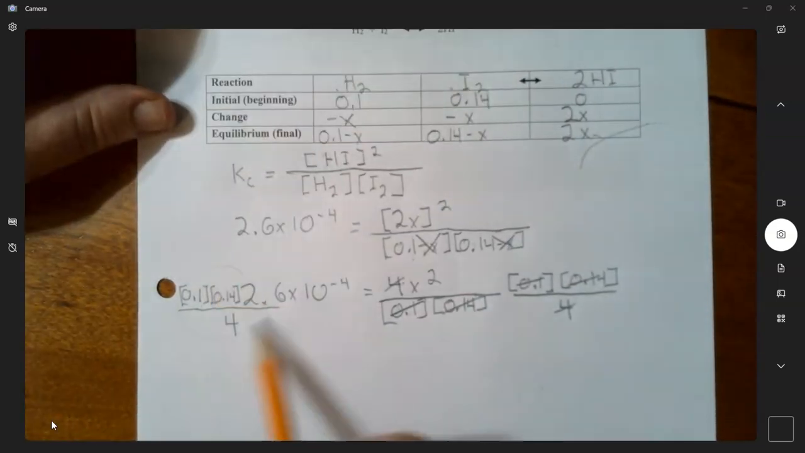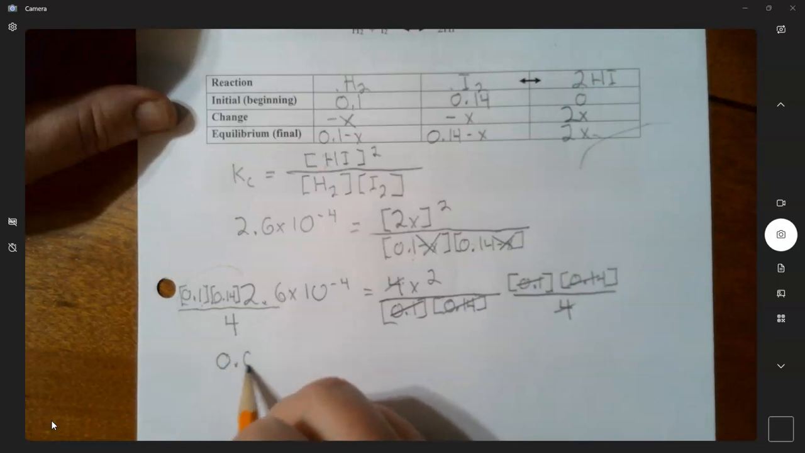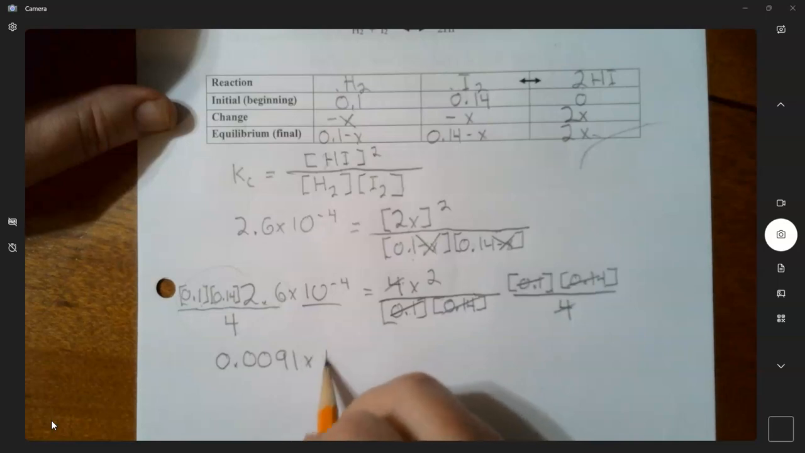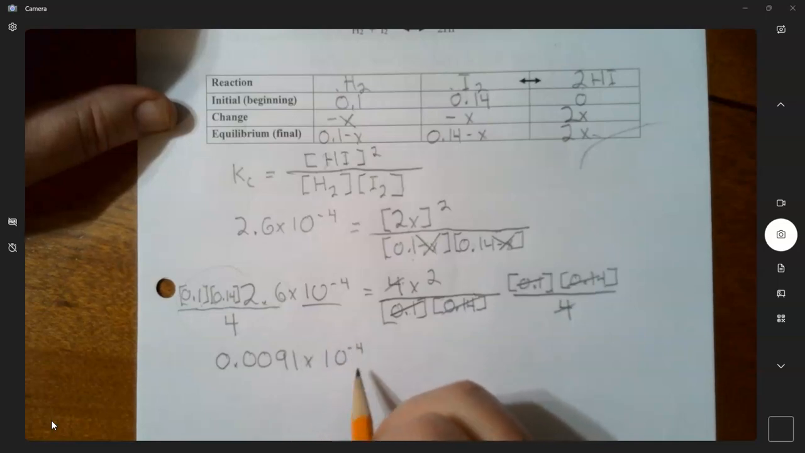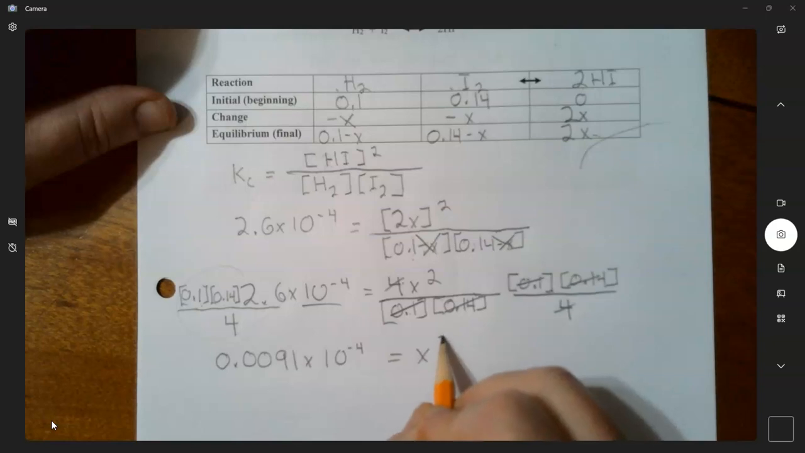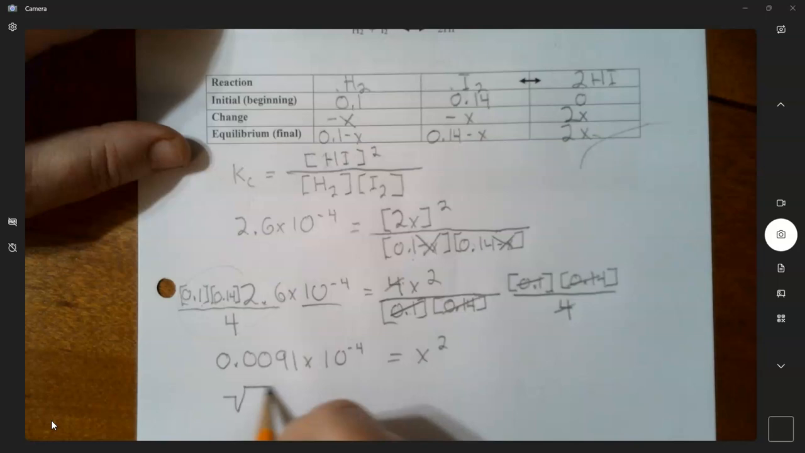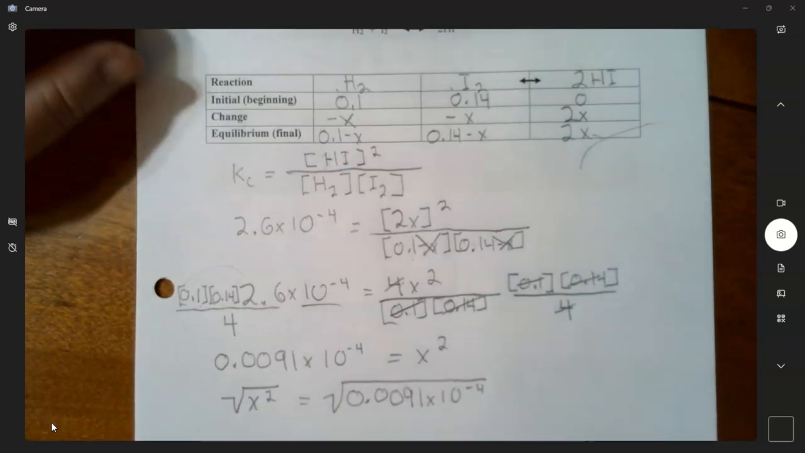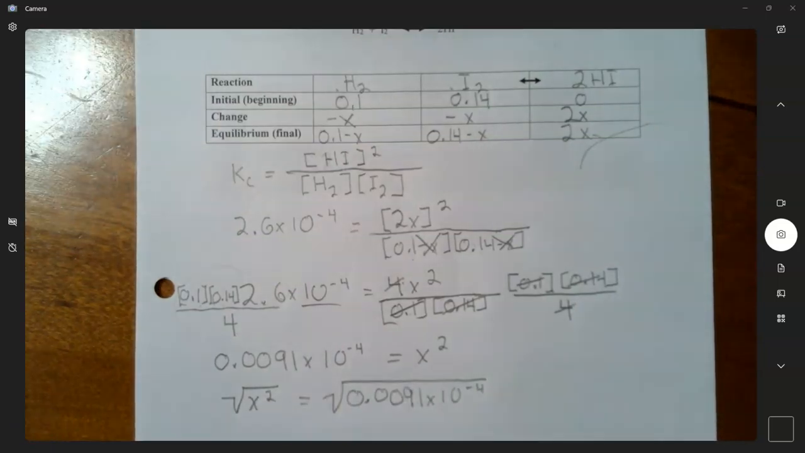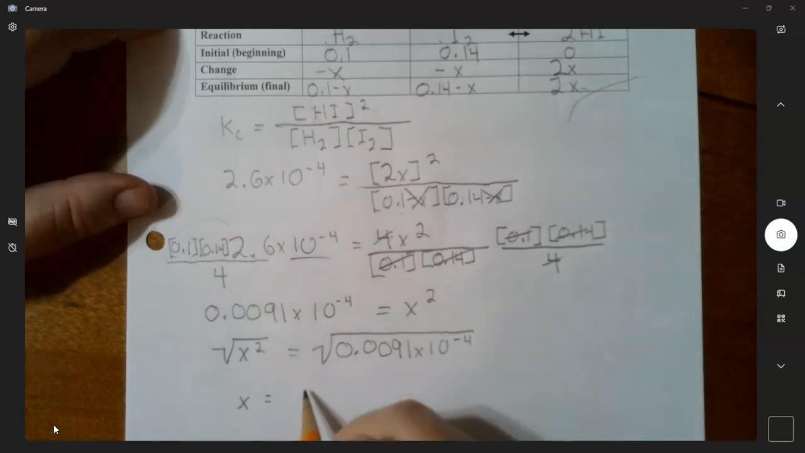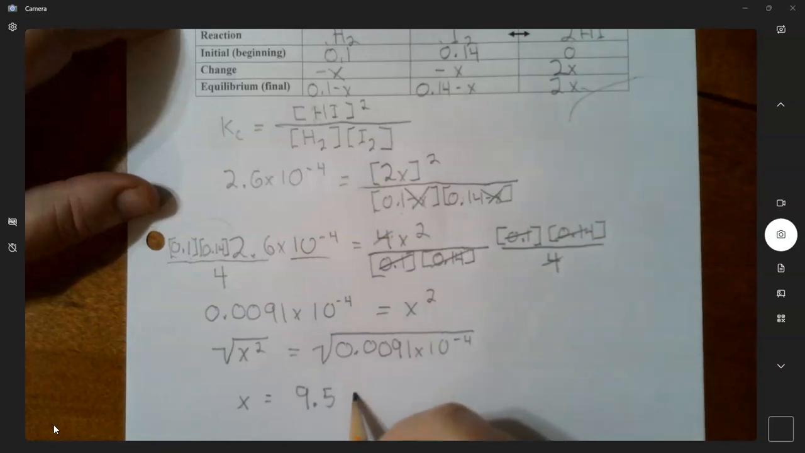Okay, and for all of this, we get 0.0091. And don't forget this. Don't forget the 10 to the minus 4. And that's going to equal x squared. So I'm going to bring it over. I'm going to flip the x squared over to the other side and take the square root. Okay, so go ahead and do that calculation to get... Okay, and what we get is square root of x squared is x, and the square root of this thing gives us, in scientific notation, 9.5 times 10 to the negative 4.